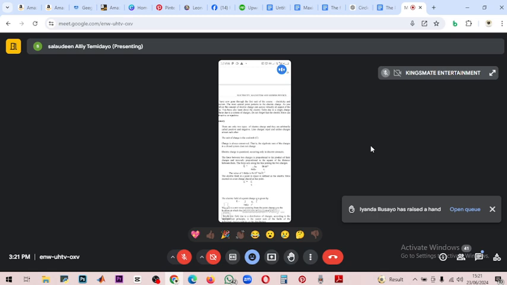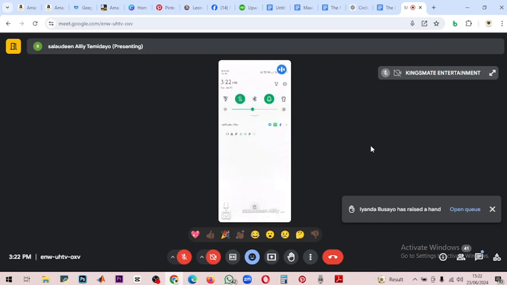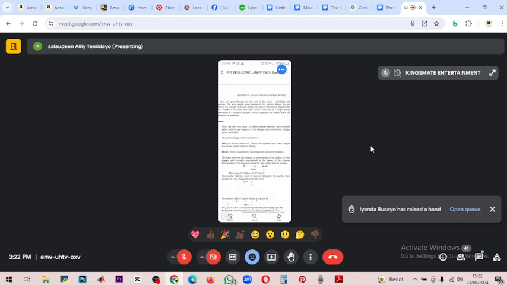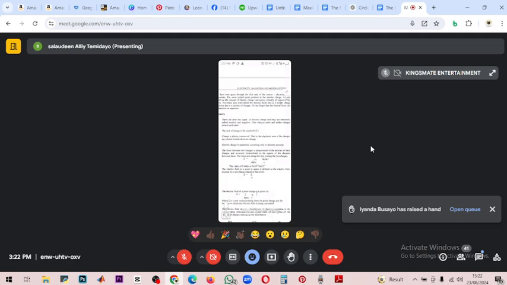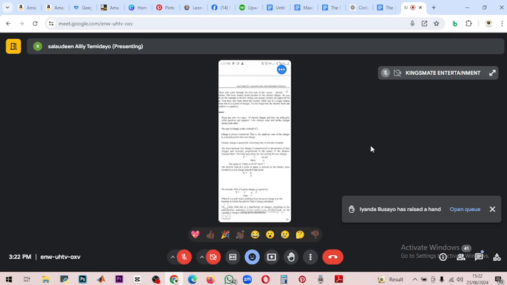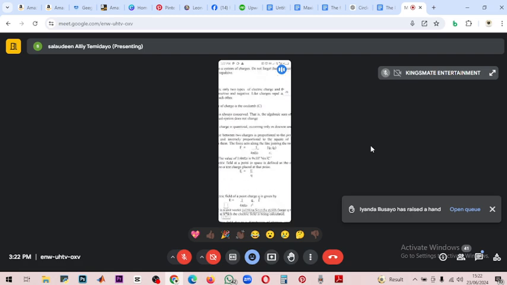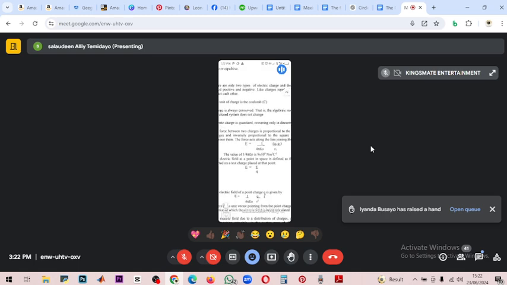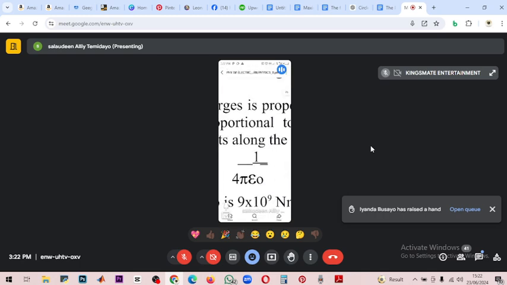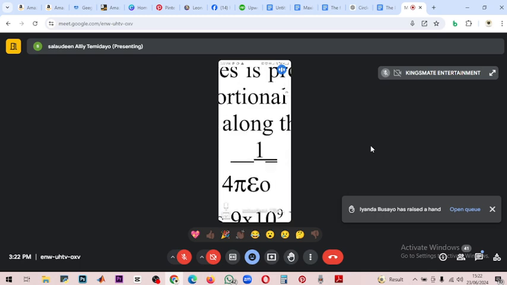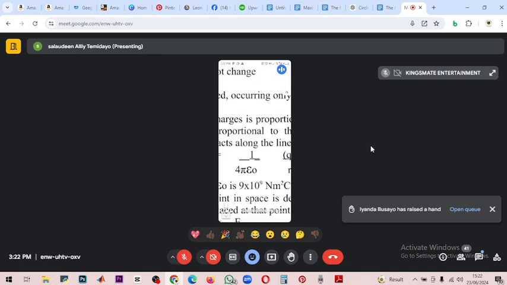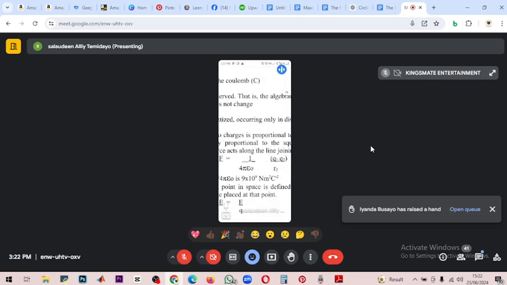Who can tell us that statement? What is it called? The statement we just stated now. Hello? Coulomb's law. So they are giving us the formula that F equals 1 over 4 pi epsilon naught, Q1 Q2 over R squared. The value of 1 over 4 pi epsilon naught altogether is 9 times 10 raised to power 9 Newton meter squared per coulomb squared.